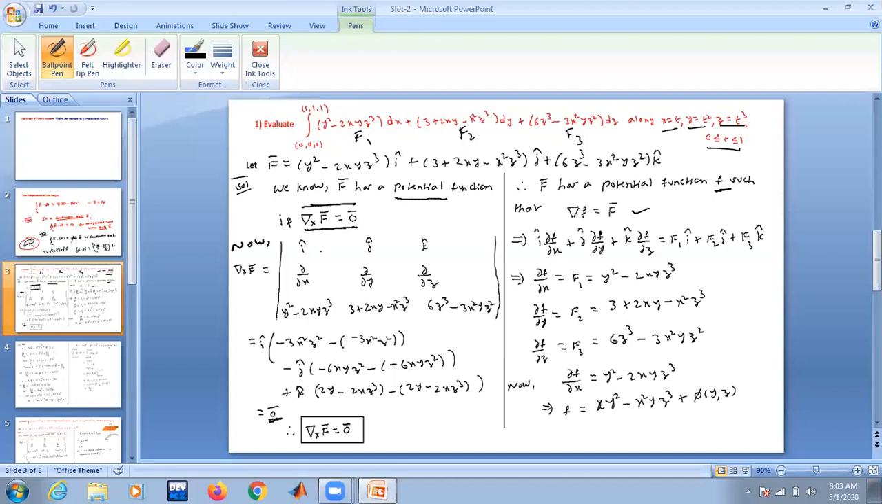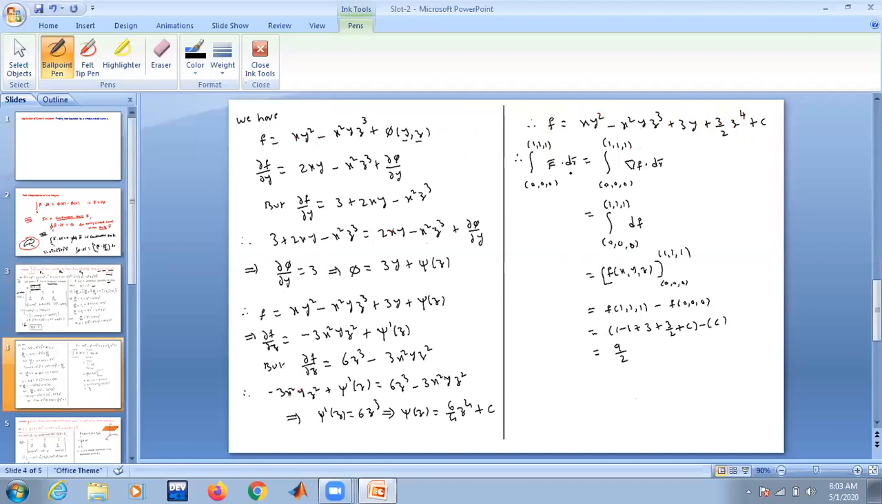And how to compute that potential function? We have seen the procedure. Equate the gradient formula to the given vector, equate corresponding components, and find the unknown function phi satisfying del phi equal to f bar. So this procedure is already known to us. This is the solution that we got in unit 4.